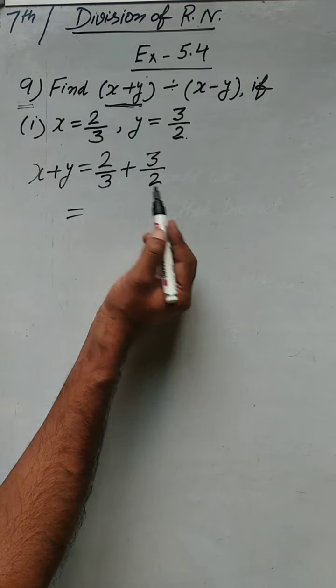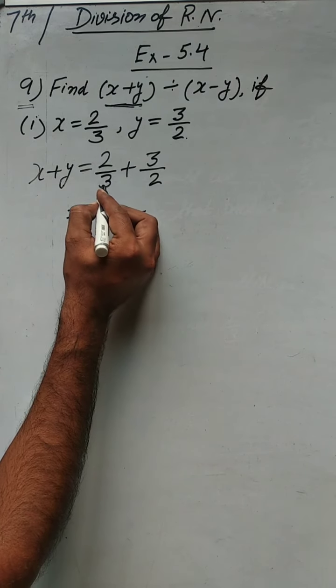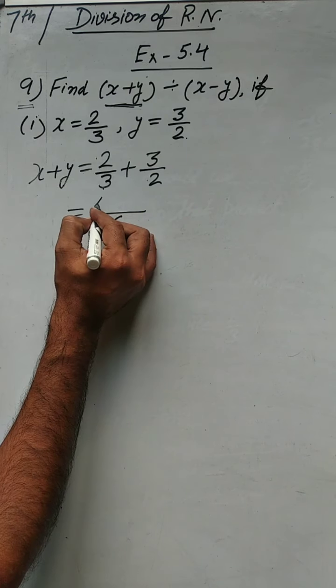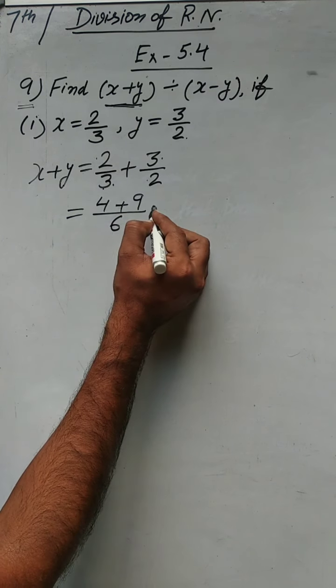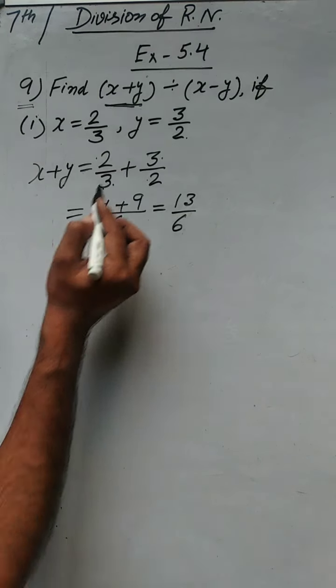Now between 3 and 2, nothing is common. So we can apply here cross multiply. So LCM is, beta, 3 into 2, 6. And 2 multiply 2, beta, 4. 3 multiply 3, 9. So it is equal to 4 plus 9, 13 upon 6.